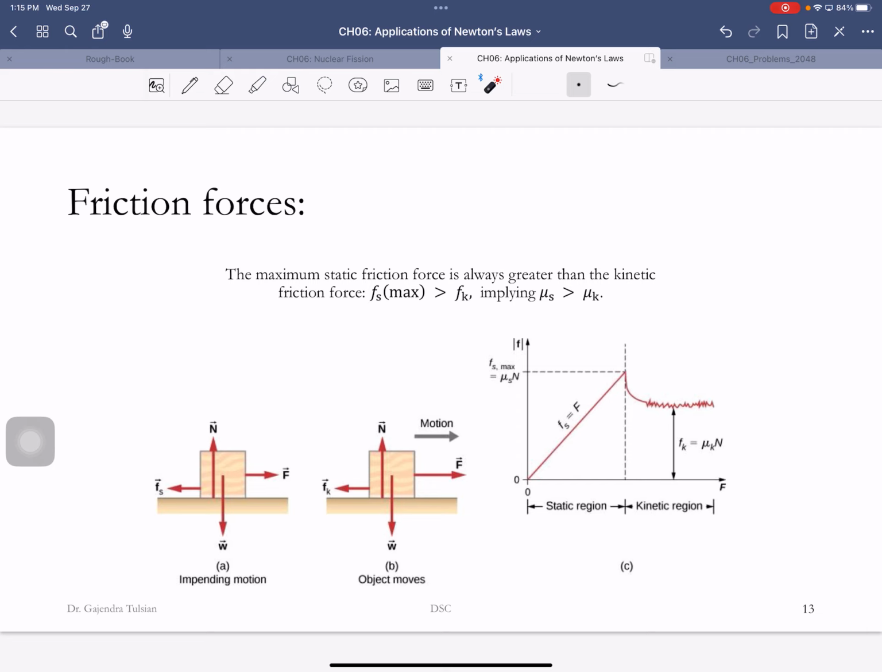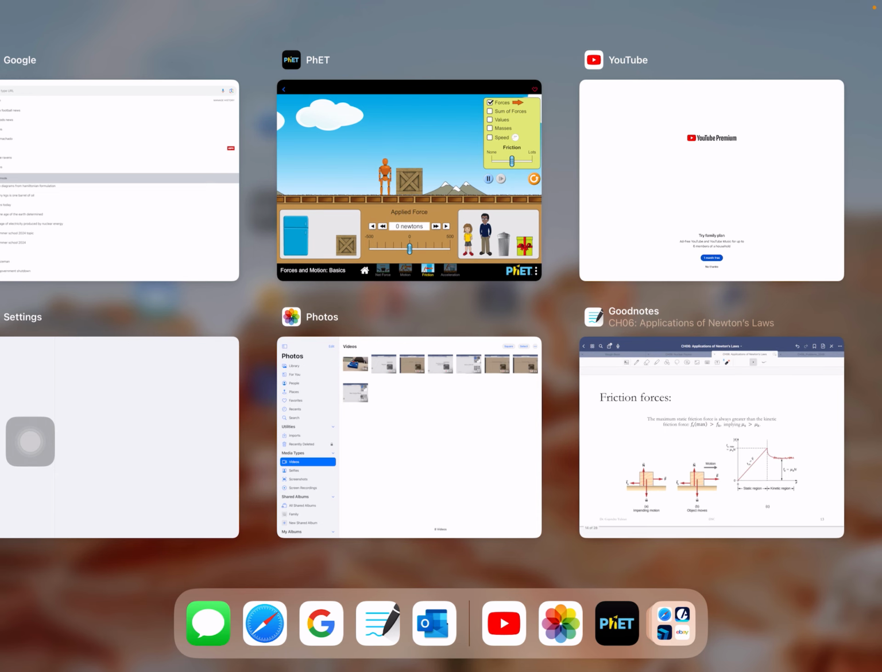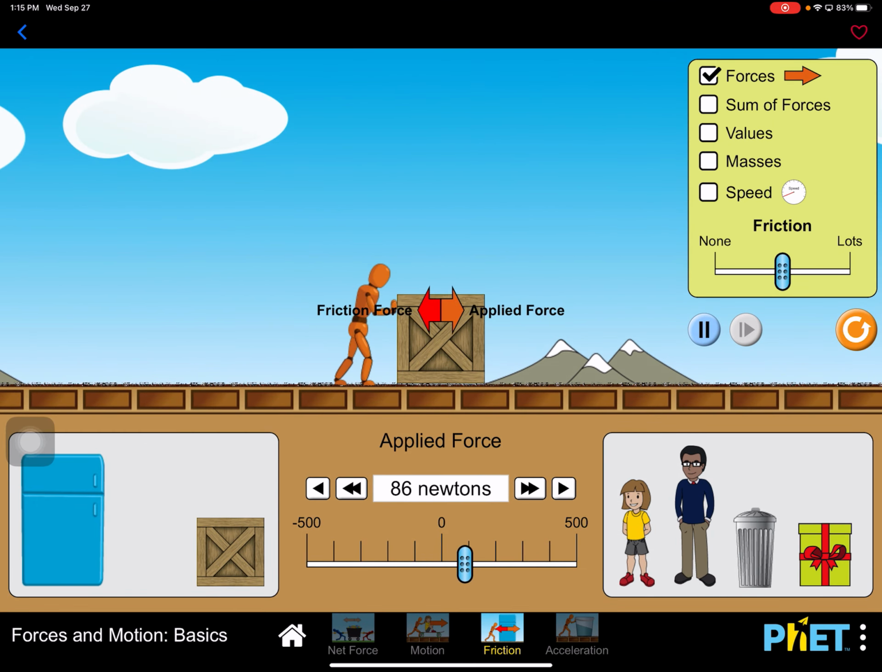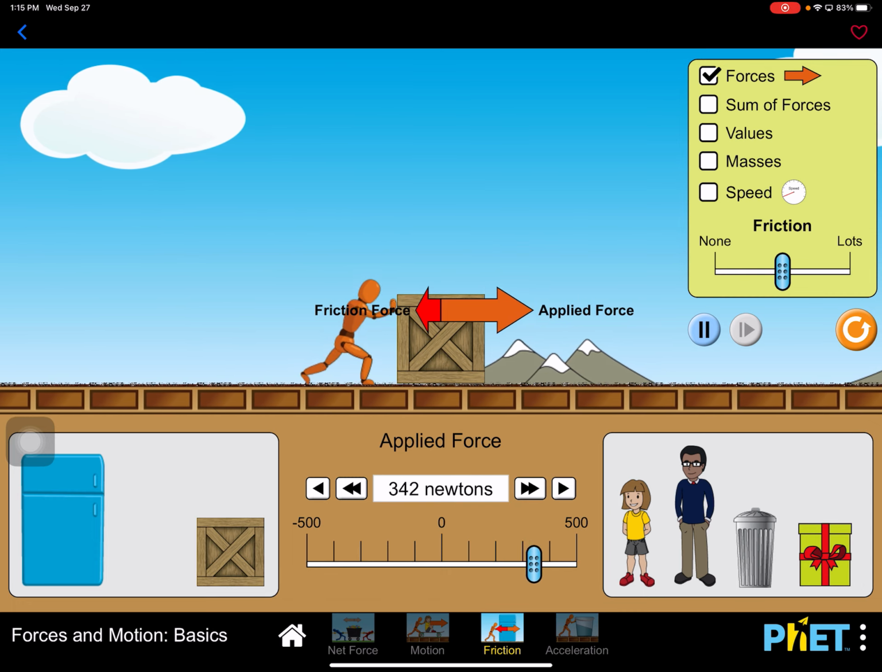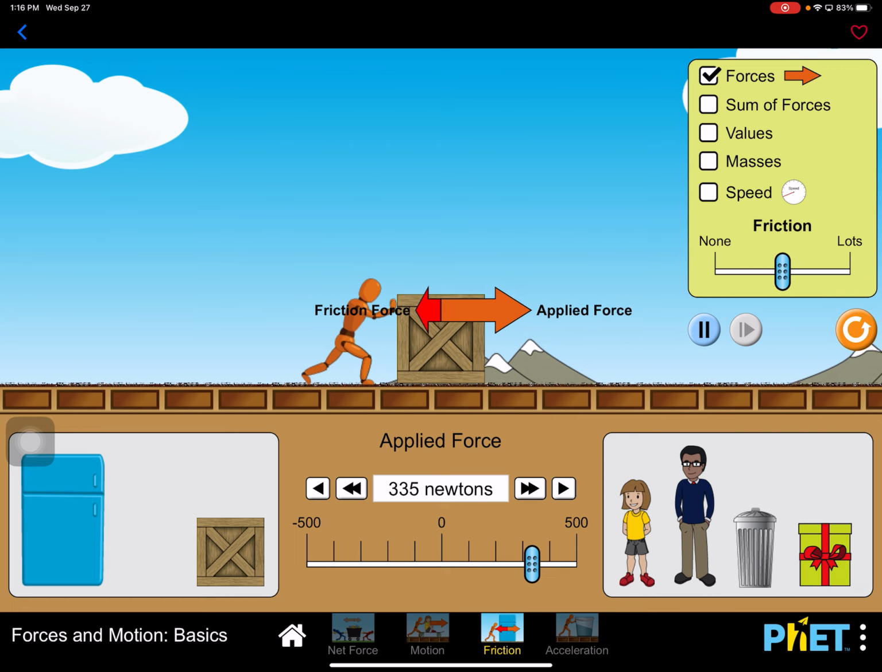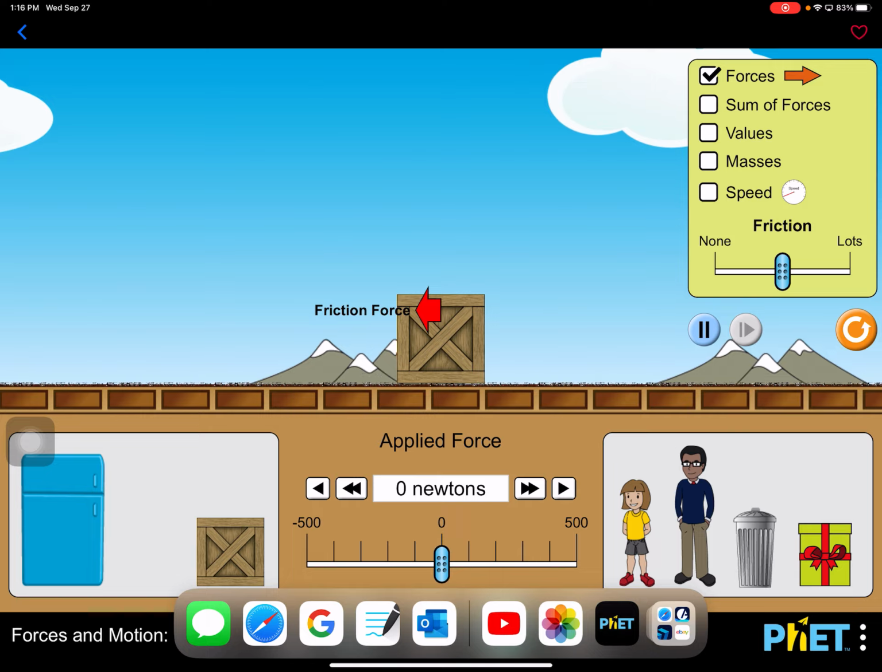Is the kinetic friction force usually lesser than the static? It's always less than the static friction. All right, so we saw that. Okay, so I'm going to apply a force. We still haven't reached the maximum static friction force. And you see now the applied force is greater, but this kinetic friction force is not changing. All right, so the kinetic friction force is constant.